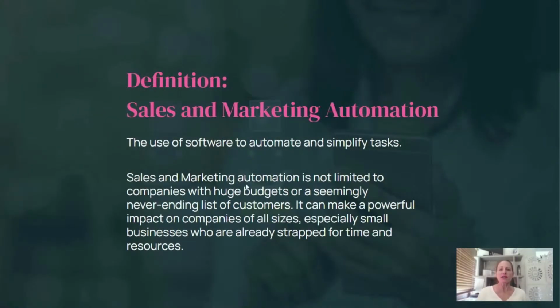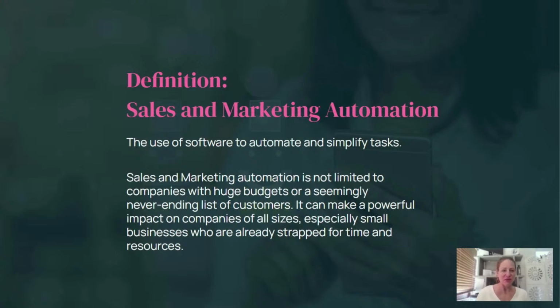So let's first define what sales and marketing automation is. It is the use of software to automate and simplify tasks. So anything you need to be done in your business. Often people might think that this only refers to emails, etc. But marketing and sales automation goes way beyond that. You can automate things like lead capturing. You can automate your internal processes, your customer follow-ups, post-purchase, a lot of different things. We're going to look at those things.